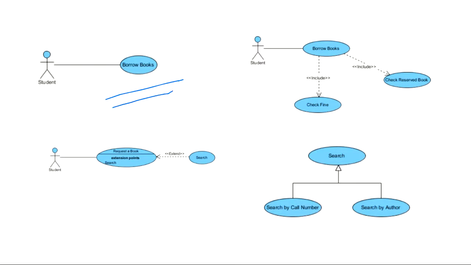Marks will be deducted if the question has asked for three actors and you have drawn two actors. If the whole association and relationship is wrong, then the whole question is wrong. For example, suppose the question is explicitly asking you to use include, but instead of include you have used extend, so that will be wrong, and the whole diagram will be wrong.